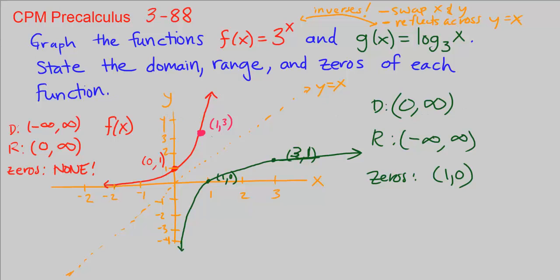Here in green, again, I'm going to write it, we have g of x. Alright, so that ends for us CPM Precalculus Chapter 3, number 88.